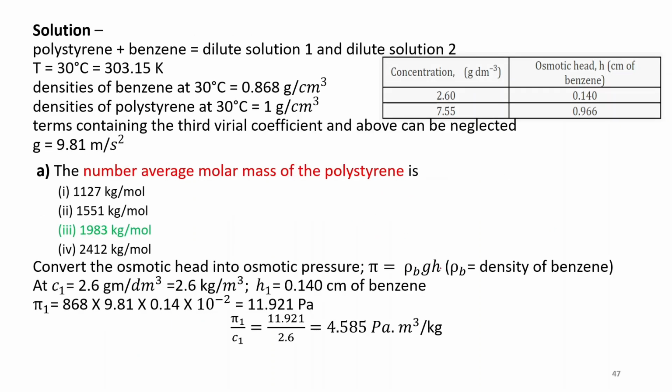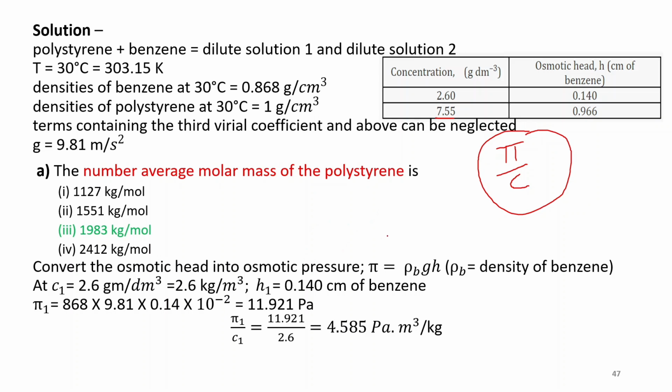So first, we need to calculate the osmotic pressure, pi, and divide by the concentration, C. We need to calculate this for the one concentration, which is 2.6, and then for the second, 7.55. We need to calculate pi by C, the osmotic pressure divided by concentration, for the two concentrations, right? So how can we do this?